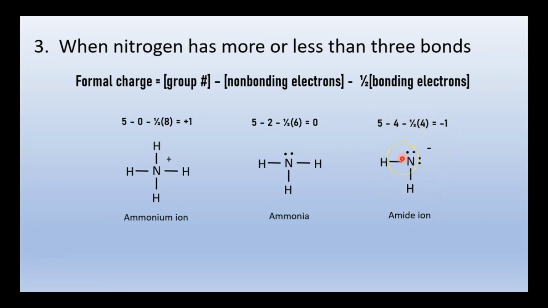Still see Roman numeral 5 above nitrogen on the periodic table. 2, 4 non-bonding electrons. 2, 4 bonding electrons. Half of those is 2. So I have 5 summed with a negative 6. Should get me to negative 1. All right, any questions on these? What do I do next?